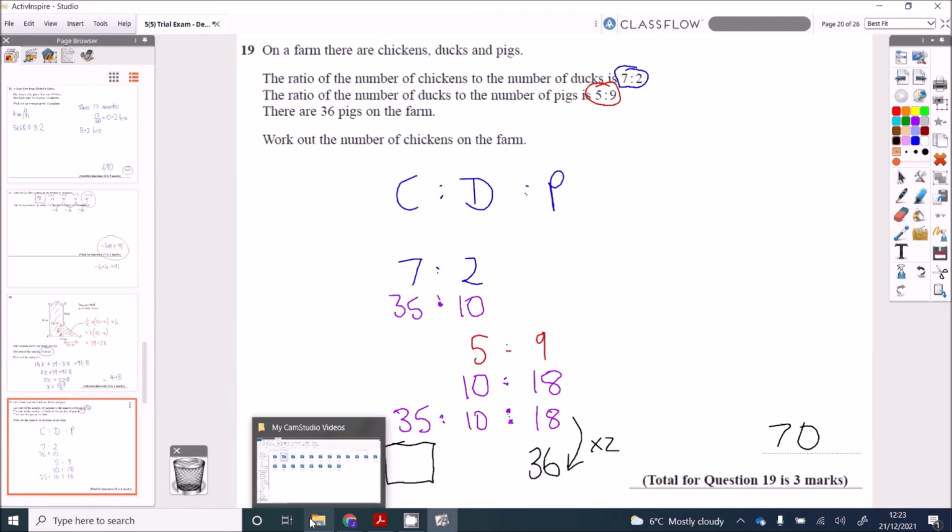Now, there are other ways to answer this question, okay? You can just do it by focusing on the number of pigs and then working out the ducks from that and so on. So there are other ways. As long as you can get 70, you're fine. But this is just one way of doing it by way of ratio.